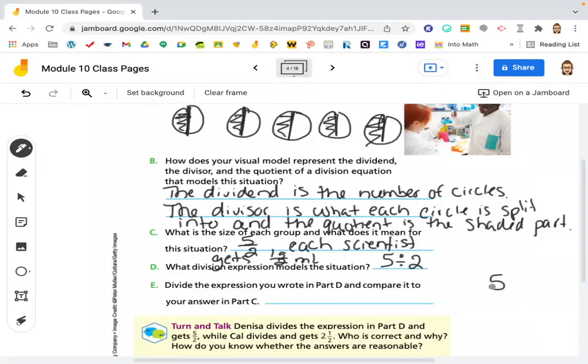Well, 2 goes into 5 2 times, which gives you 4, with 1 left over. So you'd have 1/2. So we get 2 and 1/2, and they are equivalent.